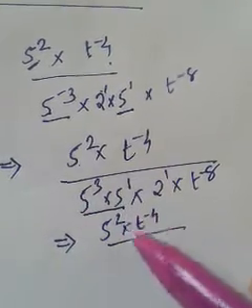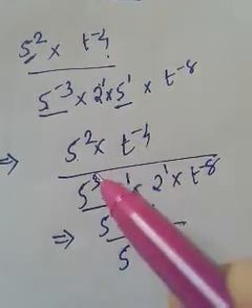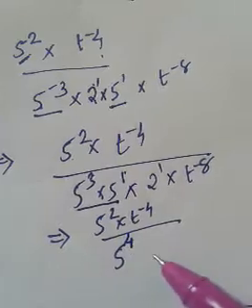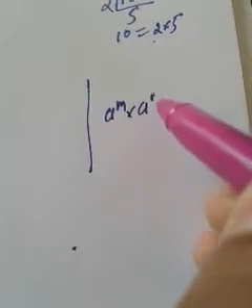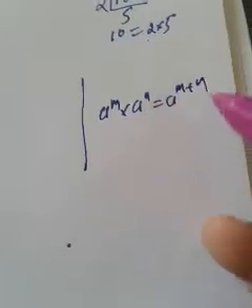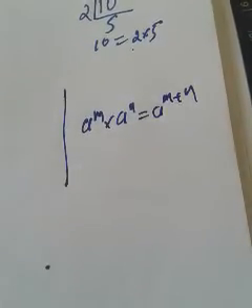What is 5 raised to 3 into 5 raised to 1? 5 raised to 3 plus 1, that is 4. You can ask me how, sir? The answer for that question is, we have a result: a raised to m into a raised to n is equal to a raised to m plus n. A raised to m into a raised to n is equal to a raised to m plus n.